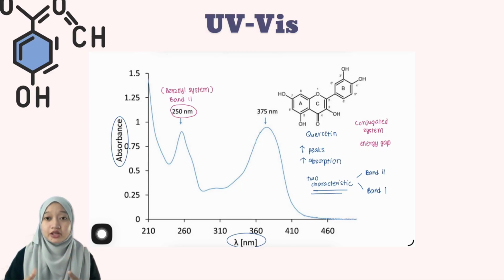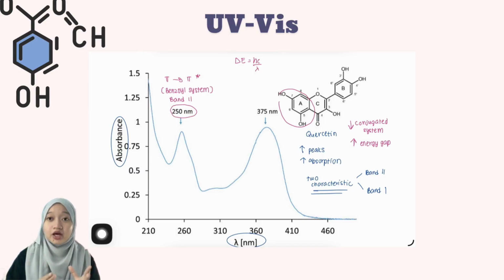The absorption occurs due to a pi-pi electronic transition, where electrons in a bonding pi orbital absorb UV light and are excited to a higher energy antibonding pi orbital. Since the A ring has a smaller conjugated system, a larger amount of energy is required for this excitation. According to the equation delta E equals hc over lambda, energy and wavelength are inversely proportional. Therefore, a larger energy gap results in a shorter wavelength, explaining the absorption around 250 nanometers.